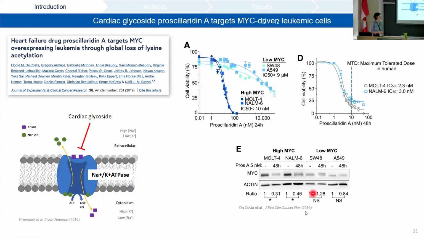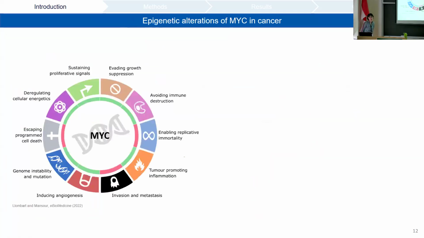And what we can also see is that through their Western blotting, which measures the expression of a certain protein in relation to a control, such as actin, only the high expressing MYC leukemic cell line had a significant downregulation in the MYC protein after proscillaridin A treatment. I showed you all these results, but I never told you what is MYC. So MYC is a transcription factor that is a driver for many oncogenic programs.